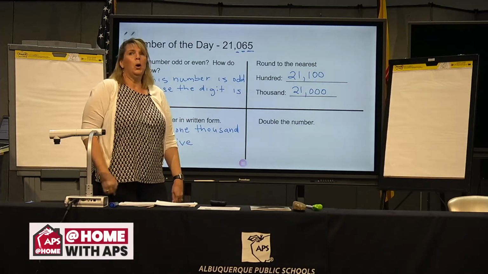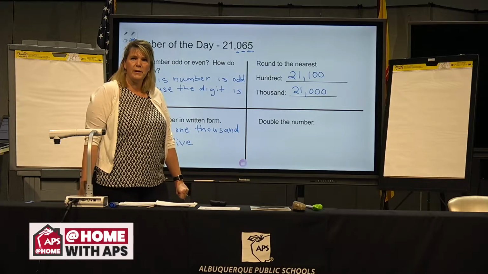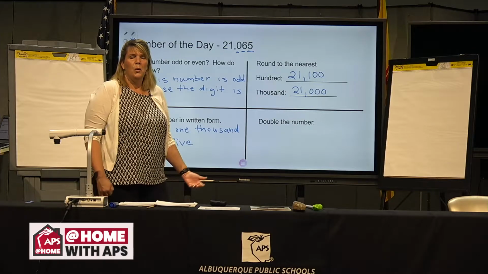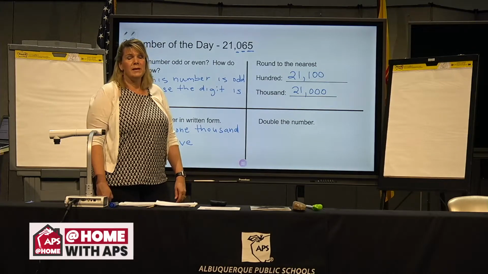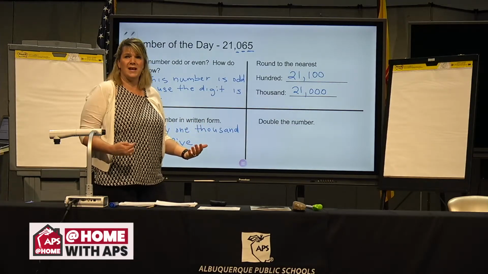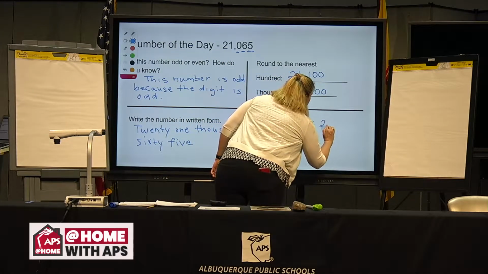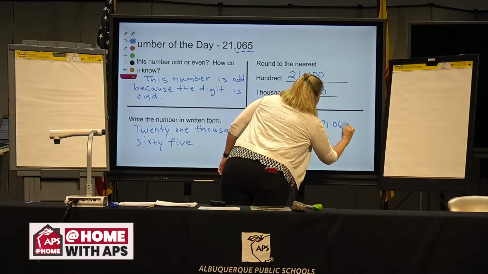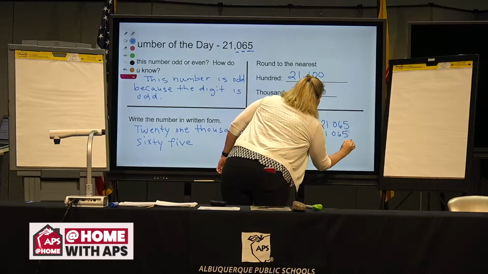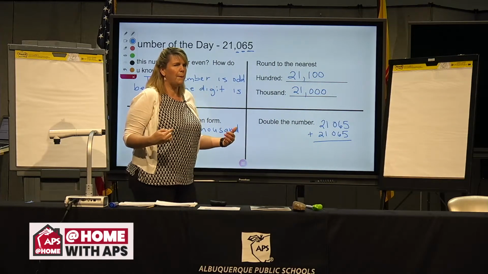All right, one last step. We're going to double this number. Are you ready for this? What would you want to do with this if we're going to double the number? Well, we could double it by timesing it by 2, but actually I'm just going to stack it together like we're adding the same number together. So we have 21,000, let's see if I can get some space in here, 65 plus another 21,065.